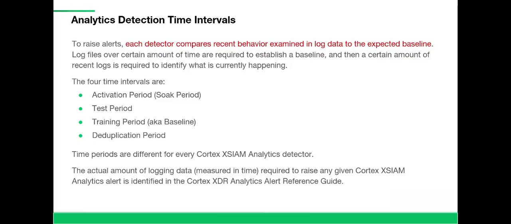So the activation period is the time it takes for this specific detector to start triggering alerts. Test period is the slot of time that is used for comparison. We'll see here a diagram that explains that better. The training period is the baseline, so how long it takes for the baseline to be established. And the deduplication period is the alert suppression. To avoid this detector triggering too many alerts, there will be a deduplication period, so the minimum time for an alert to be triggered.